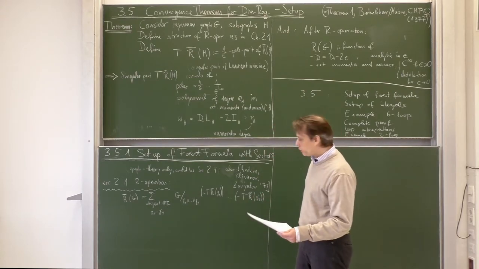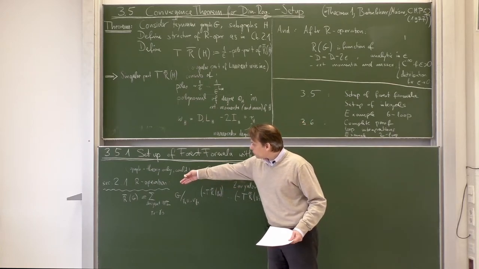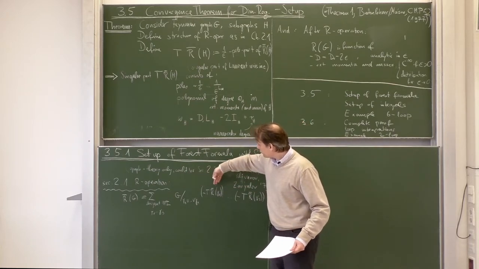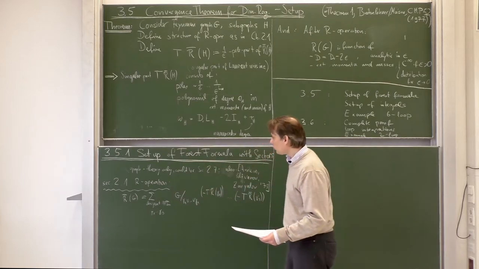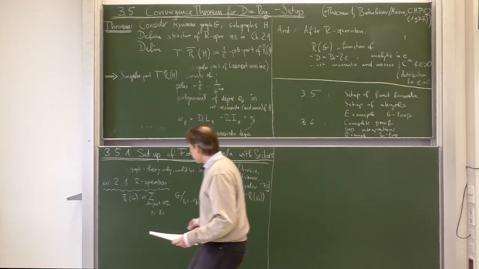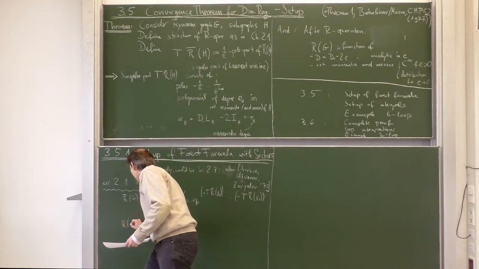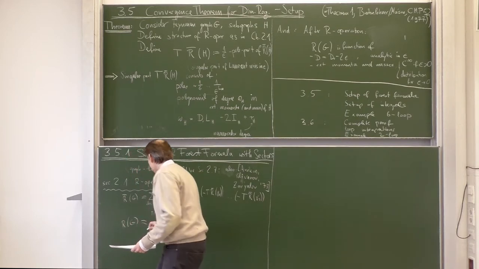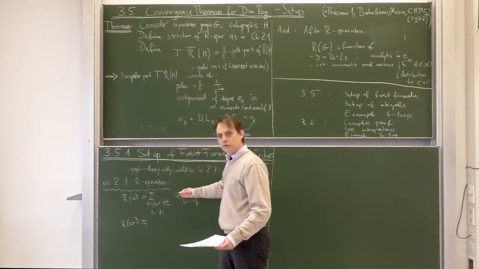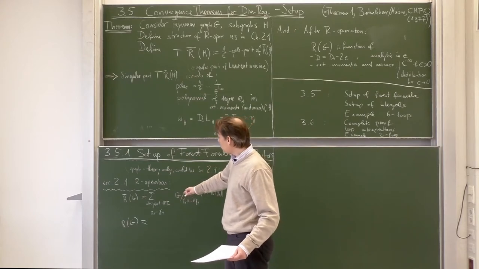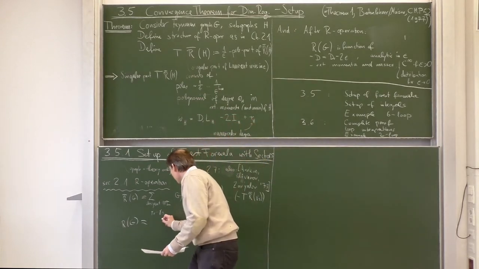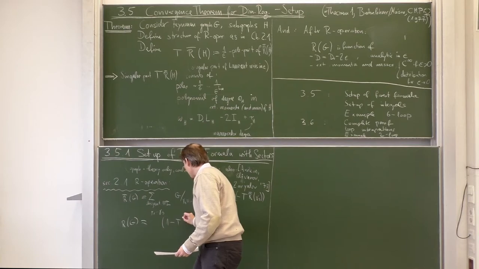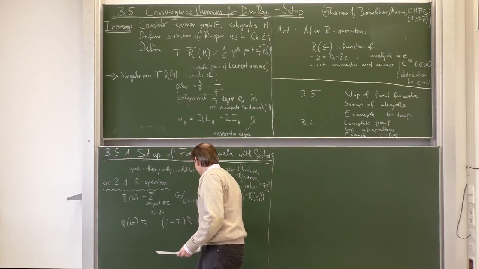This is the R operation, and it's recursive because R bar of a big graph is given in terms of R bar of smaller graphs. Then the fully renormalized expression is obtained by taking this and subtracting again the remaining overall divergence. So we can write it as 1 minus T applied on R bar of G.